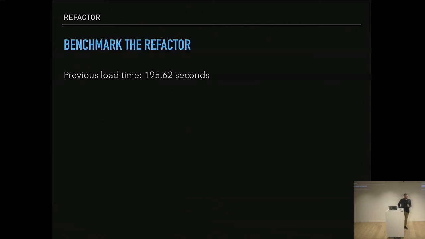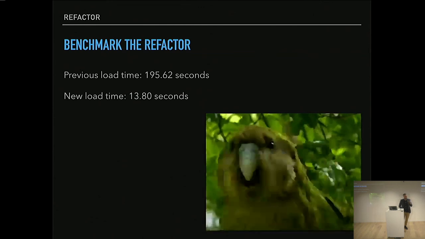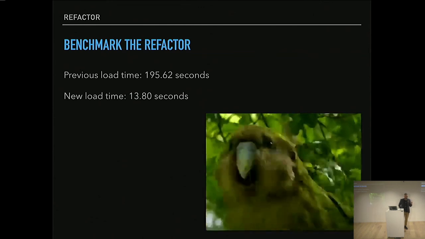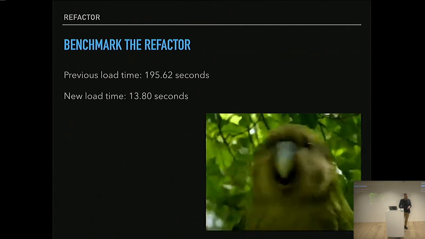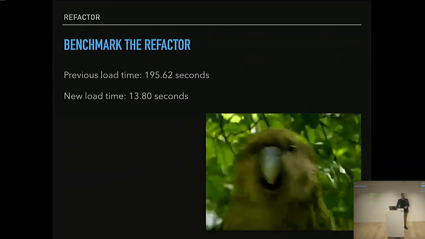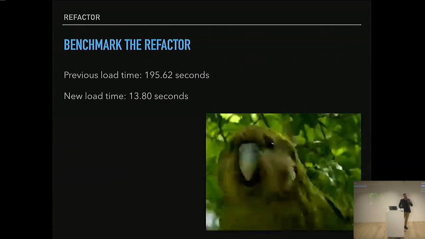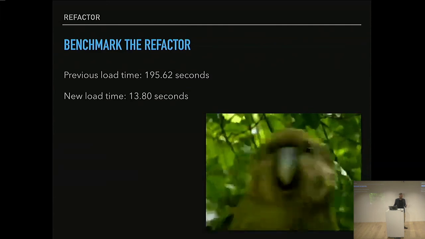Now to benchmark this, we obviously started at 195 seconds, thereabouts. The new load time for this ended up being 13.8 seconds. Now, I did that benchmark before I did another refactor today that takes another couple of seconds off that. So I put the refactor into the previous code, but didn't have time to update the benchmark. But you can clearly see that it's quite an astounding difference that makes it worthwhile.